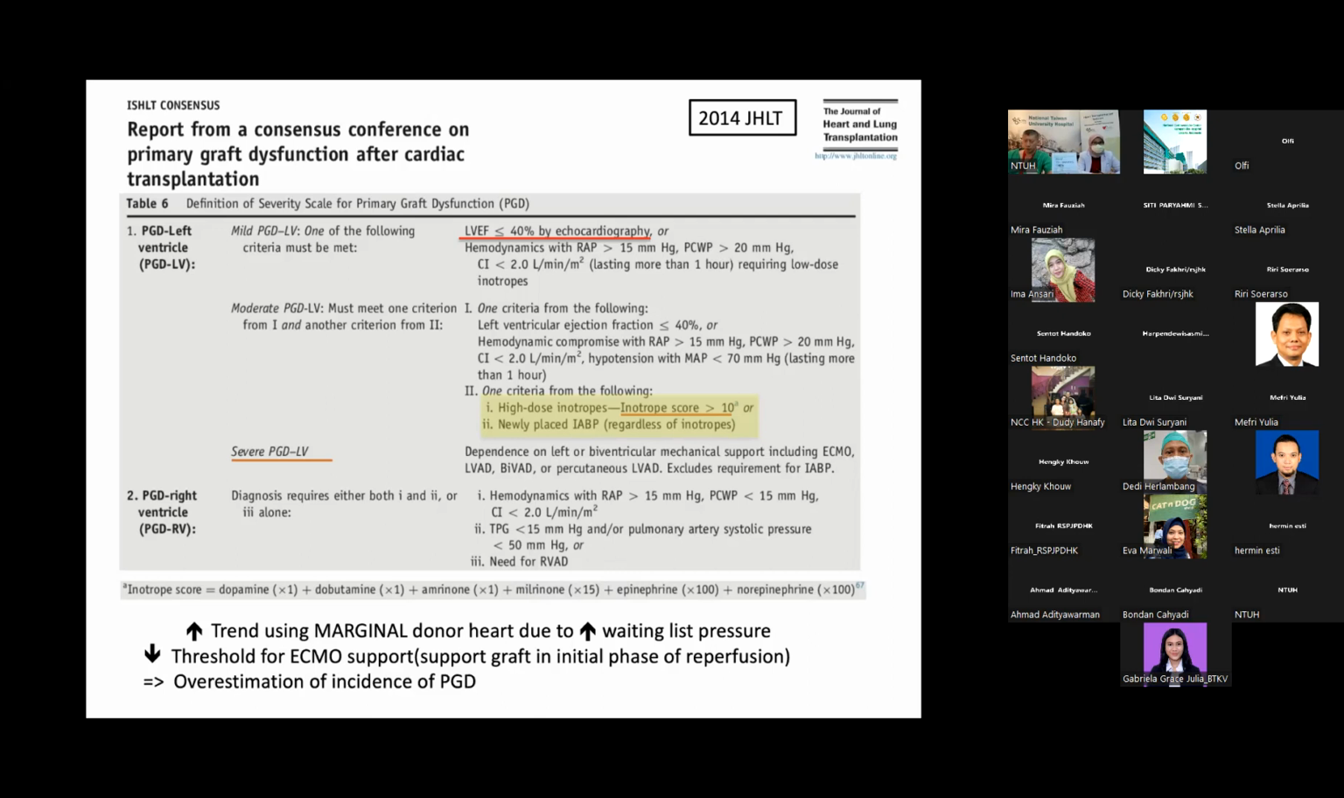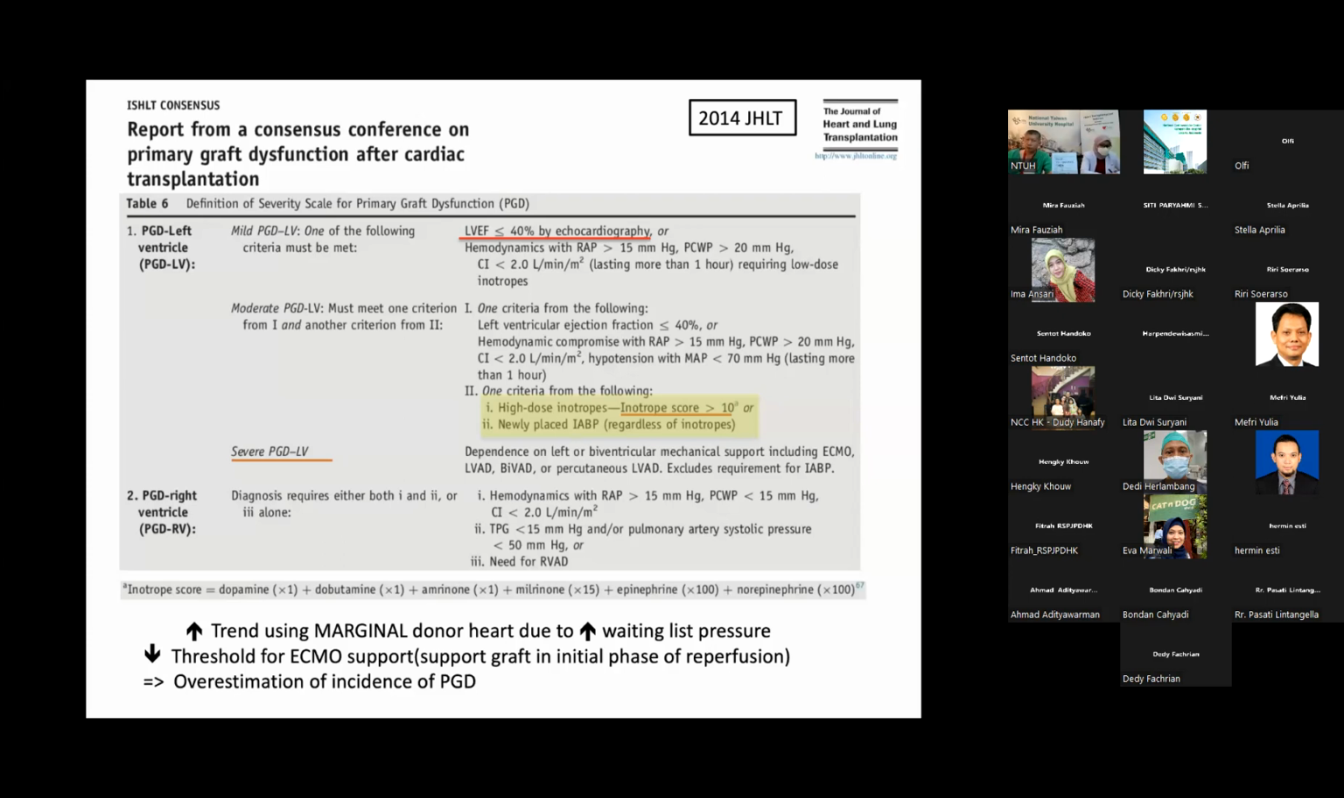Okay, but the condition we have now is that we use more marginal donors because of waiting list pressure. There is another topic about what a marginal donor is. Briefly, a marginal donor involves old age, CPR, CO2 intoxication, suicide, ischemic time more than 24.